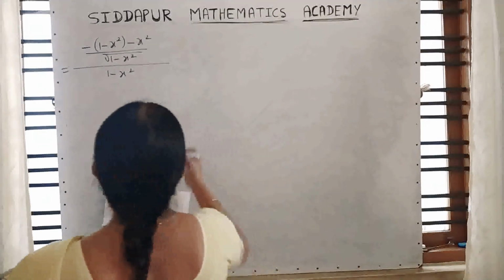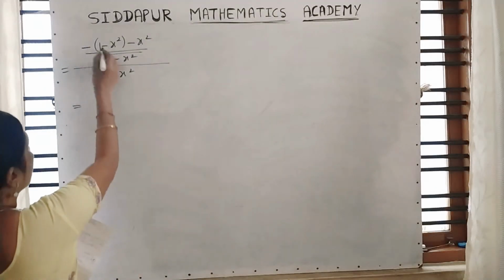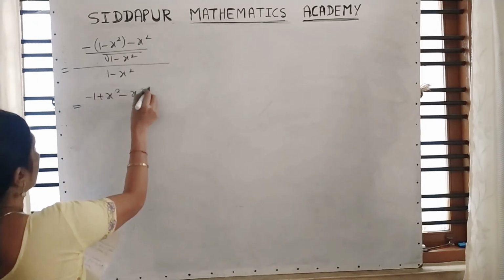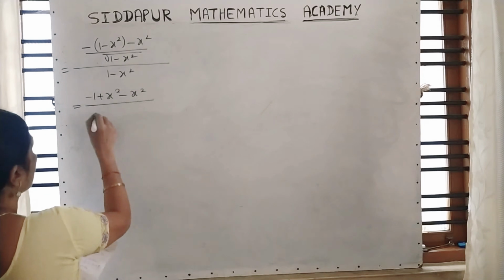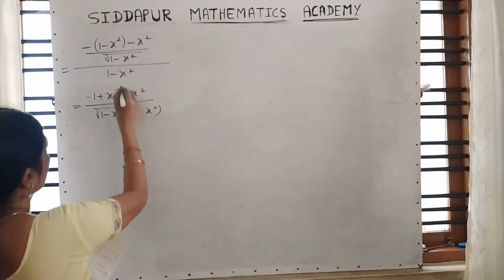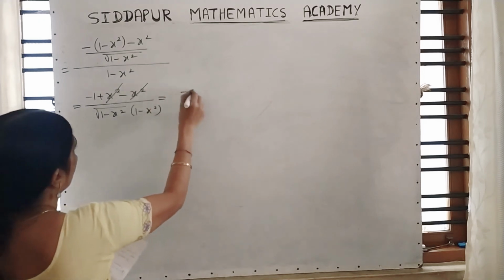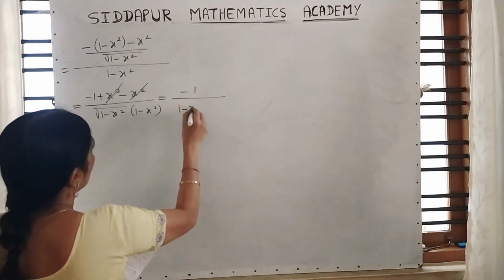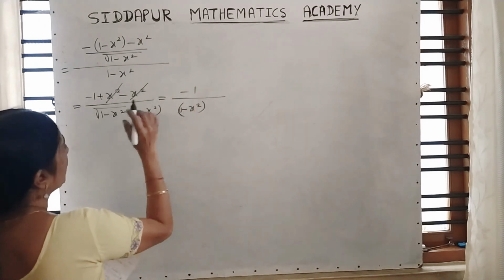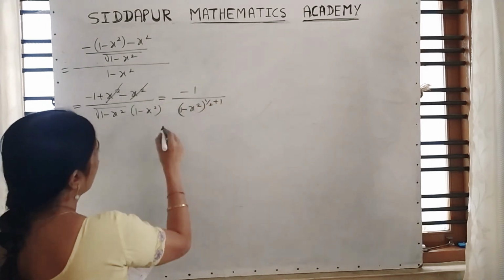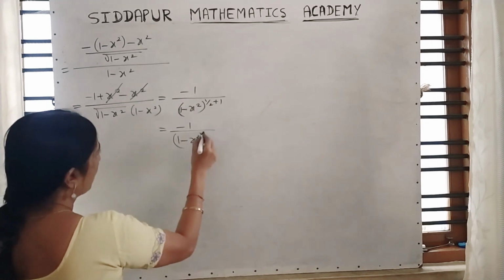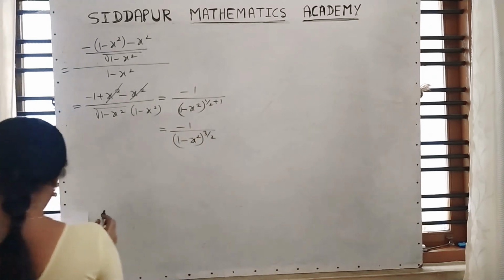Now, this will be written as, take minus inside, minus 1 plus x square minus x square, this comes in the denominator, root 1 minus x square into 1 minus x square, plus x square minus x square gets cancelled. This is 1 minus x square, this power is half and this power is 1, half plus 1, that is minus 1 upon 1 minus x square raised to 3 by 2.